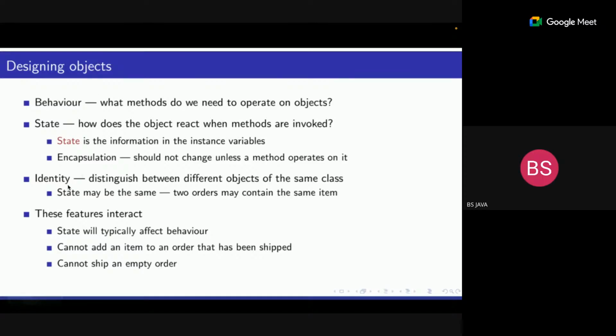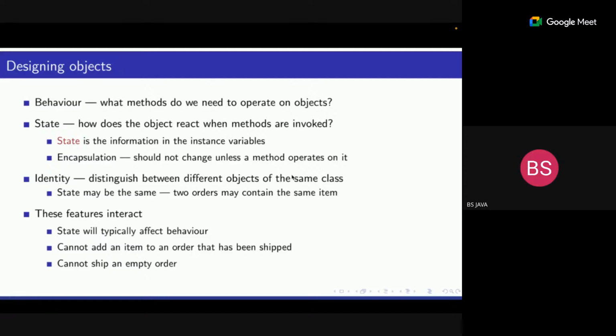Identity means a unique feature that will distinguish between different objects of the same class. A class can have multiple objects, right? Using the class, we can create multiple objects. We may have two objects which contain the same items, which means the state is the same. The name and age will be the same for two student objects, but still they are different. Correct? For that we have identity.